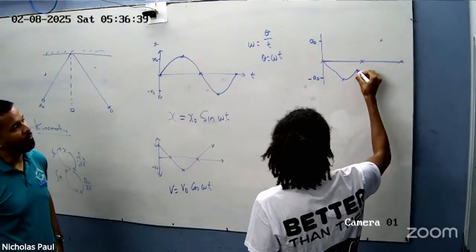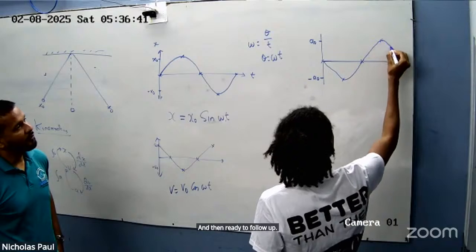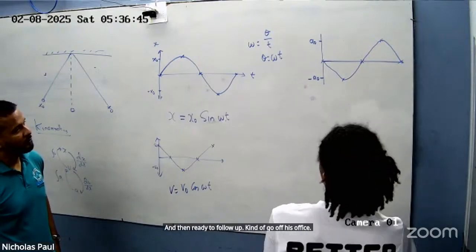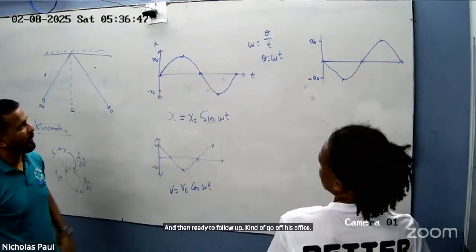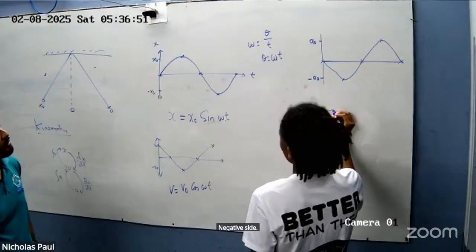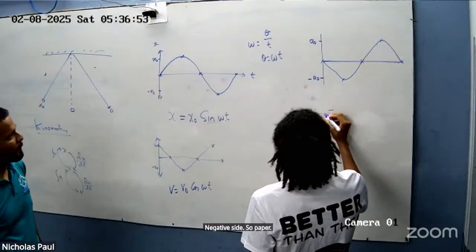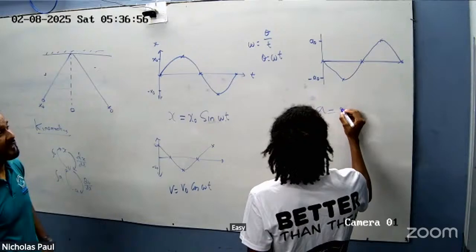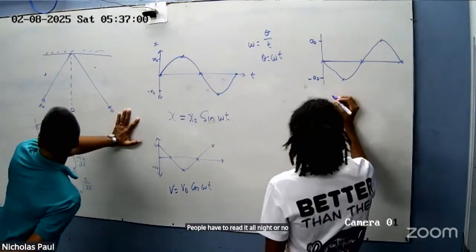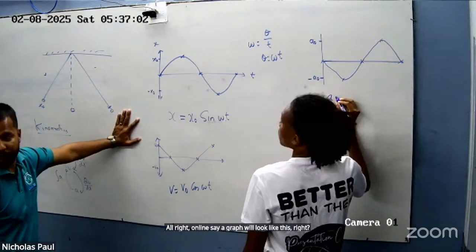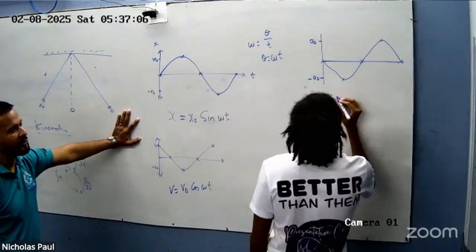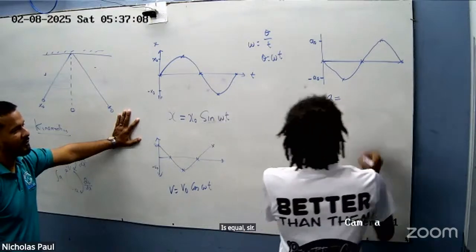Then write the formula. The graph is up, but there's a sign, a negative sign. So A is equal to negative. The graph will look like this, right? A is equal to negative.